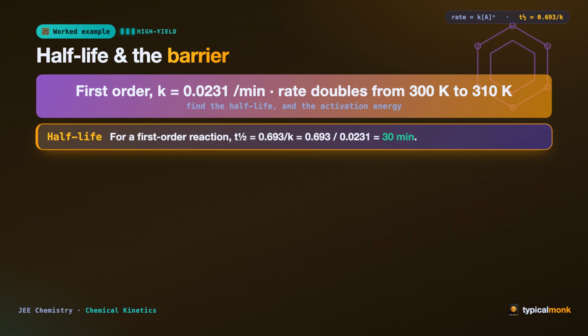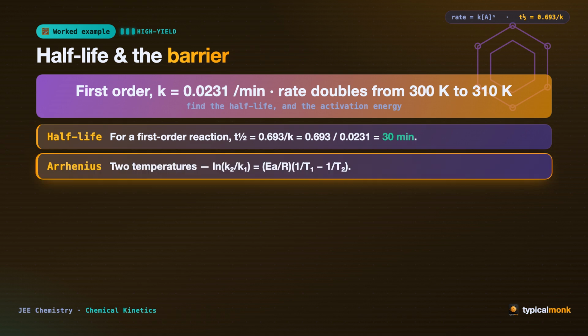Let us work the JEE favorite, a half-life and an activation energy. Take a first order reaction with k equal to 0.0231 per minute, whose rate doubles when the temperature rises from 300 Kelvin to 310 Kelvin. The half-life first. For a first order reaction, t half equals 0.693 over k, 0.693 over 0.0231, which is 30 minutes. Now, Arrhenius at two temperatures, ln of k2 over k1 equals the activation energy over R times bracket 1 over T1 minus 1 over T2.